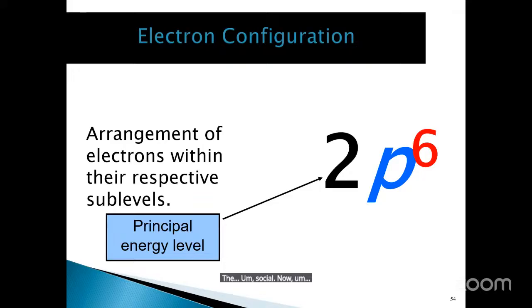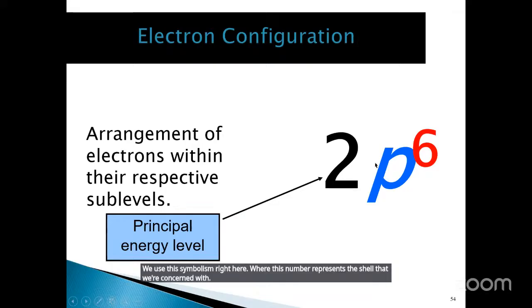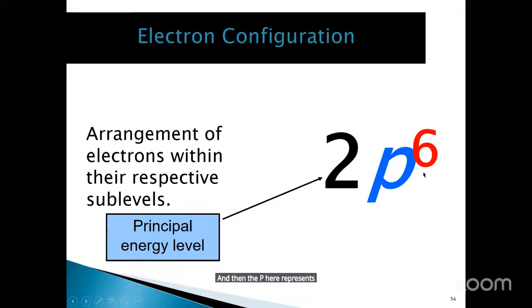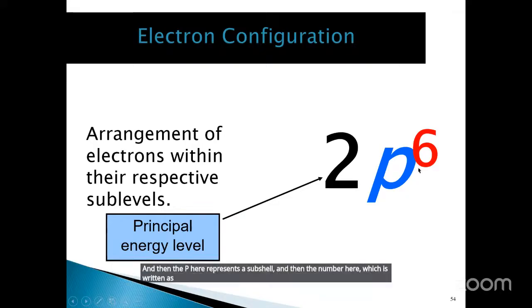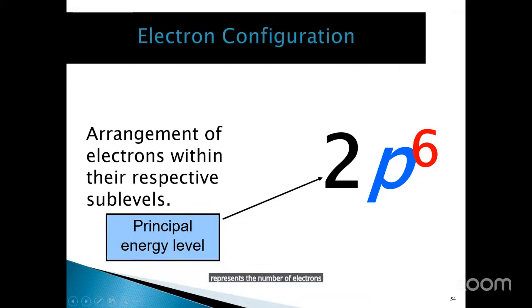That distribution that I just referred to, the way the electrons are ordered, we call that the electron configuration. And there are a couple of ways of representing that. This way that I'm about to show you is oftentimes referred to in some textbooks as the SPDF notation. In the SPDF notation, we use this symbolism right here, where this number represents the shell that we're concerned with, and then the P here represents the subshell, and then the number here, which is written as a superscript, represents the number of electrons within that subshell.